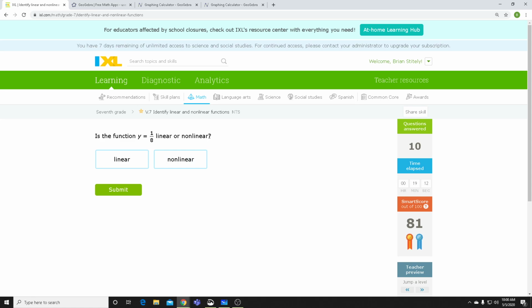Just finishing on an important note: linear versus nonlinear functions, what those look like, how you use them, how to graph, things like that. These are very, very important skills.